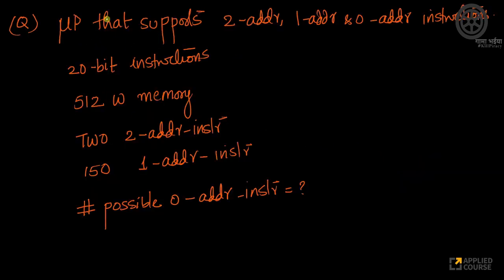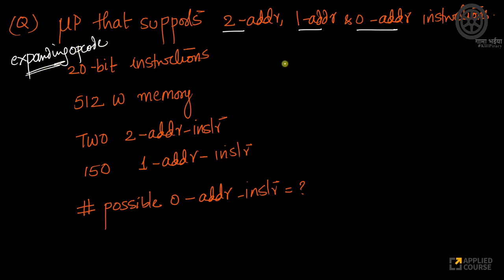So imagine if I have a microprocessor. This is a good problem. Imagine if I have a microprocessor that supports 2 address instructions, 1 address instruction, and also 0 address instructions, right? Here we always assume that expanding opcode is being done. That's something that is implicitly assumed.